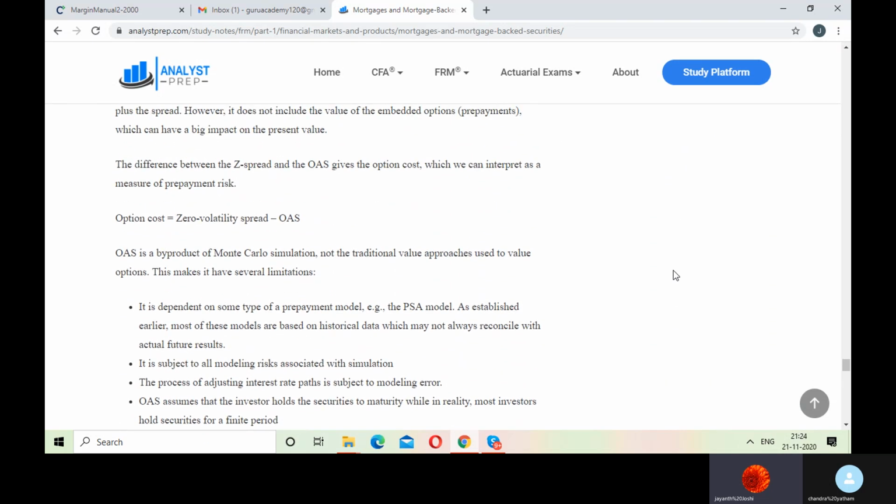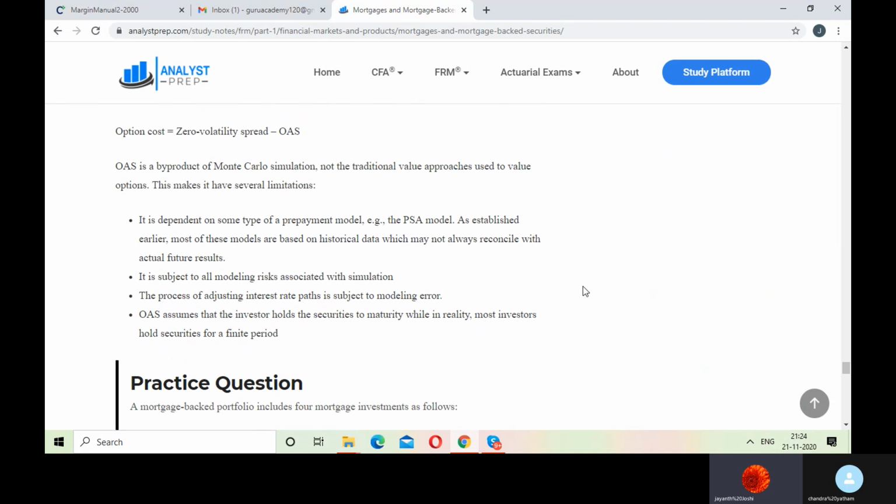Now, option cost is zero volatility spread minus the option adjusted spread, and option adjusted spread is the byproduct of Monte Carlo. But it has several limitations. It is dependent on some type of prepayment model, that is PSA model. PSA is one of the prepayment models. We have seen the CPR also. As established earlier, most of these models are based on historical data, which you need to reconcile with the actual future results, and it makes your task more tedious. It is subject to all modeling risks associated with simulation.